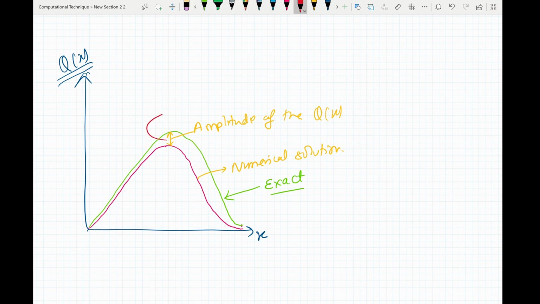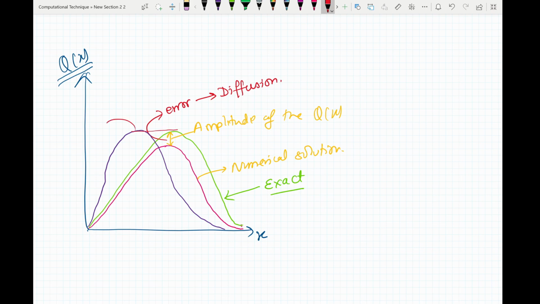This kind of error is known as diffusion. Similarly, you may get a solution which may look like this. You can see here that even though the peaks are the same, they occur at different intervals. Now such types of error are known as dispersion errors.